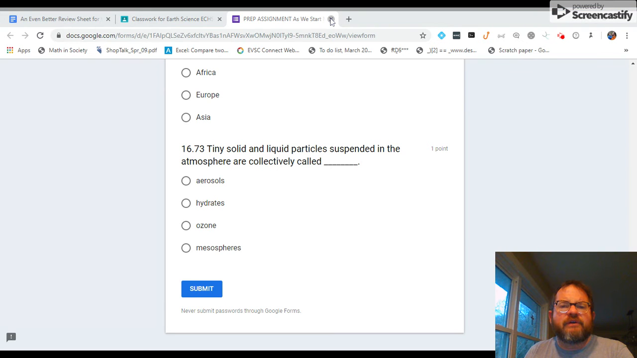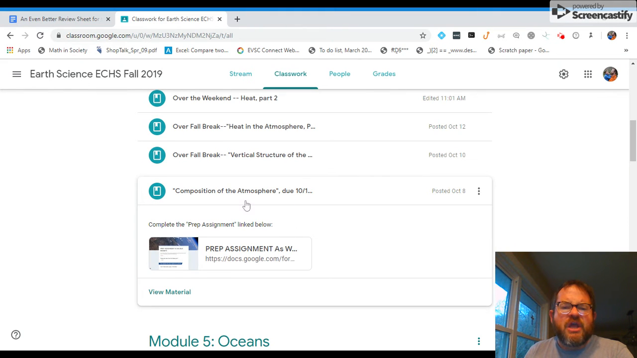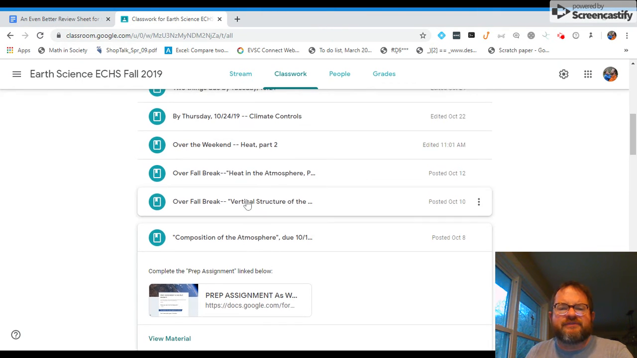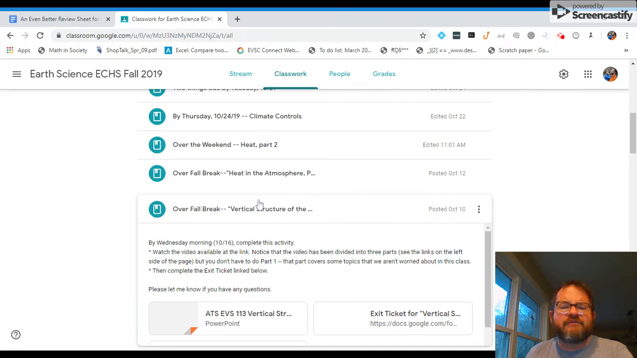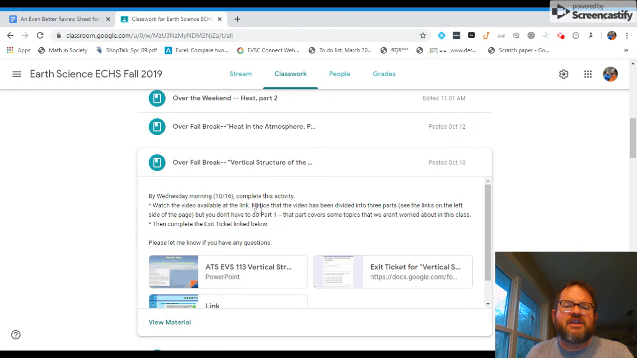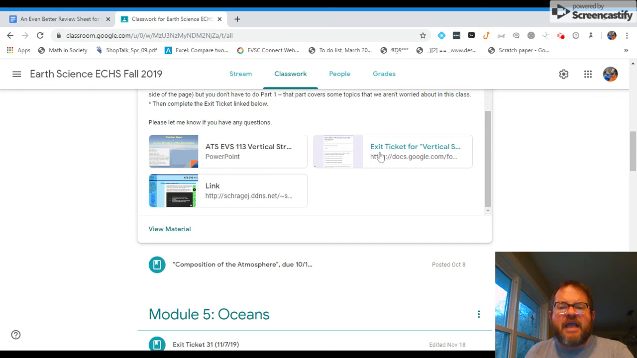All right, so if we cut back here, I'm going to leave this here. After we did composition of the Earth's atmosphere, over fall break, one of the lectures you had to do was about vertical structure of the atmosphere. Now, I would recommend, again, one great thing to do would be to do the readings. There is a section in the book, I think it's 16.3, but I could be wrong, that describes the structure of the Earth's atmosphere. Certainly going back and looking at the exit ticket again would be a great choice because a lot of the questions are going to be quite similar to that.